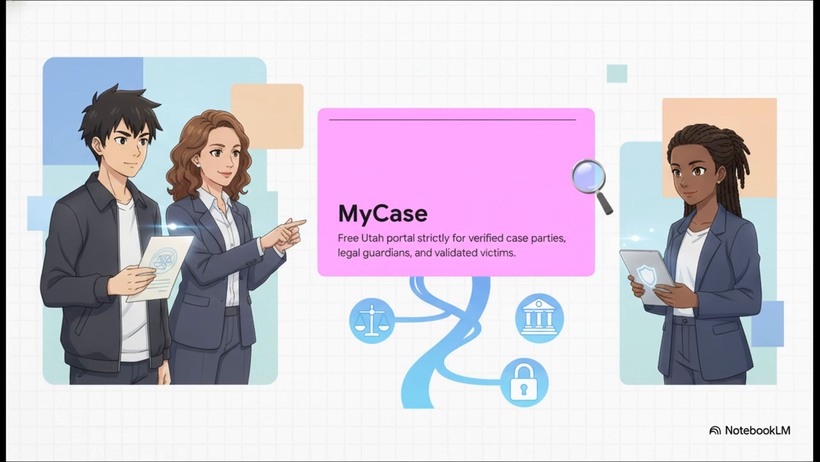Well, your very first check should be the My Case portal. This is a fantastic, completely free Utah portal, but, and this is a big but, it is strictly limited to verified parties involved in a case. So if you are a plaintiff, a defendant, a legal guardian, or a validated victim of a crime, you can bypass the exchange paywall entirely by setting up an account here.